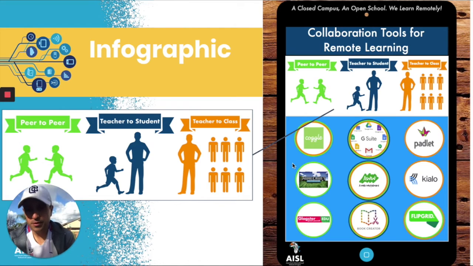You're talking about peer-to-peer, which are going to be green, teacher to student, which are the blue ones, and teacher to class, which are orange. Now, if you'll notice, some of these rings have multiple colors on them. That's because these tools have multiple uses.